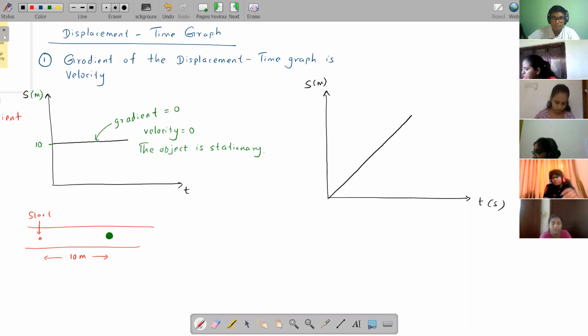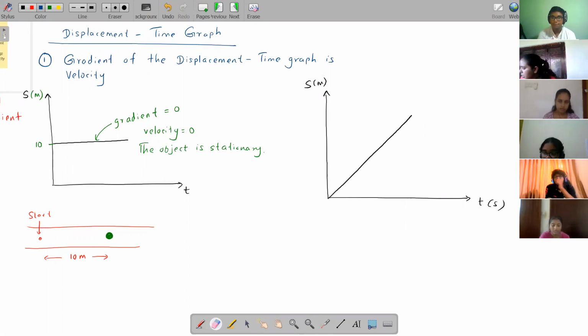So you look at the gradient here. What do you see when you look at the gradient? When you look at this gradient, you can see it's a straight line. And when it's a straight line, is it a changing gradient or is it a constant gradient? Normally when it's a straight line, we say it has a constant gradient, right? If it's a changing gradient, then it's a curve. A curve graph has changing gradient, but a straight line has a constant gradient.